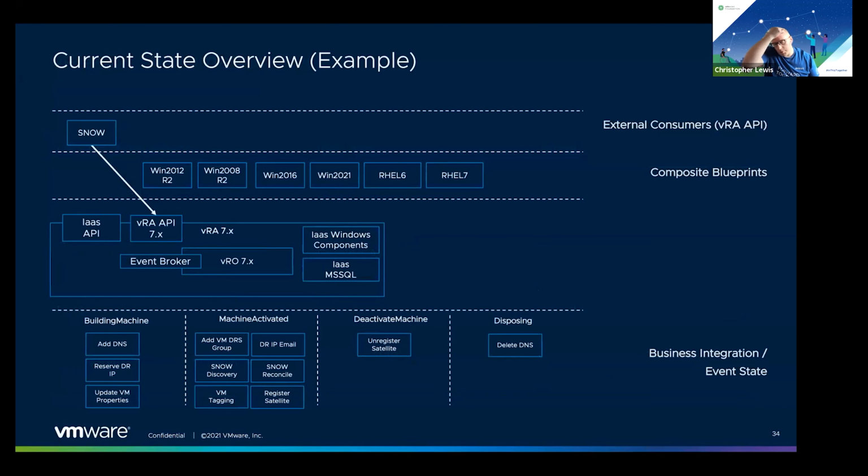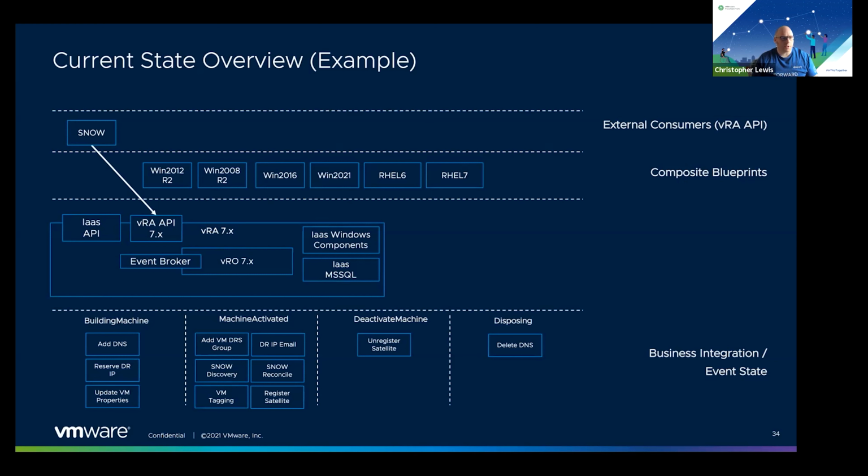And this is an example from a customer. So this was a blueprint and the events around that blueprint. So they had ServiceNow as their front end portal. We still support that in 8, being able to put the catalog in ServiceNow. They had a number of different composite blueprints with different individual deployments. So 2012, 2008, 2016. You can see that.